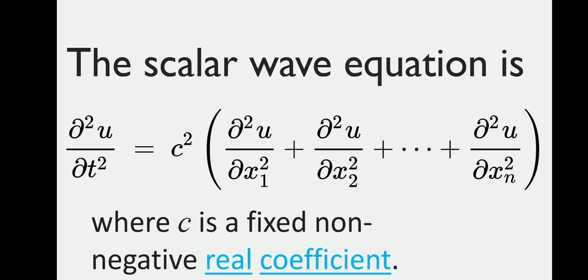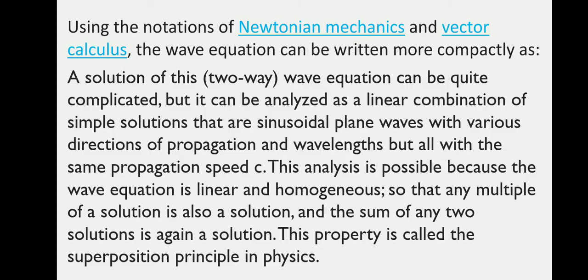The scalar wave equation is ∂²u/∂t² = c² (∂²u/∂x1² + ∂²u/∂x2² + ... + ∂²u/∂xn²), where c is a fixed non-negative real coefficient. Using the notations of Newtonian mechanics and vector calculus, the wave equation can be written more compactly.